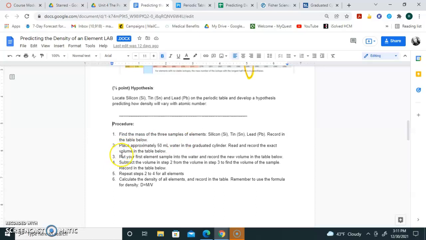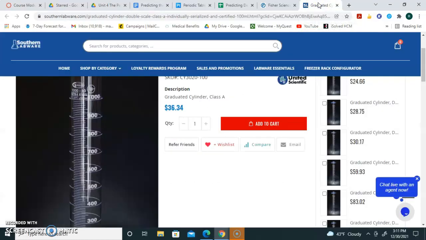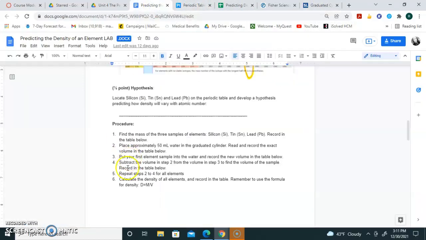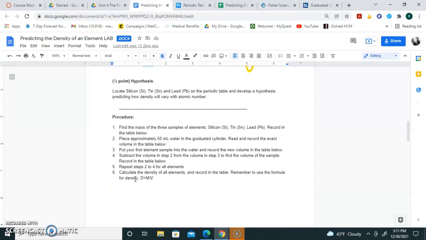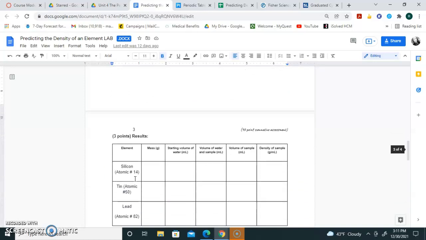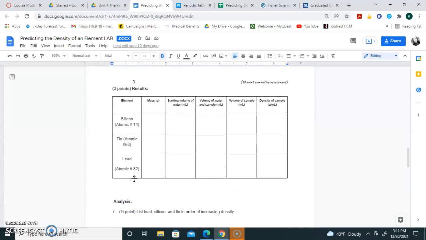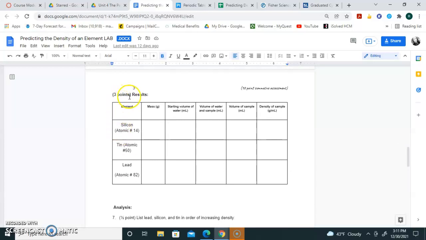Steps number 2, 3, and 4 are actually asking you to perform some volume measurements using the graduated cylinder. It's asking you to basically measure the volume of the samples. And finally, in step 6, it's asking you to calculate density. So let's see where you would put that information. So there's a table right here. This is worth 3 points.